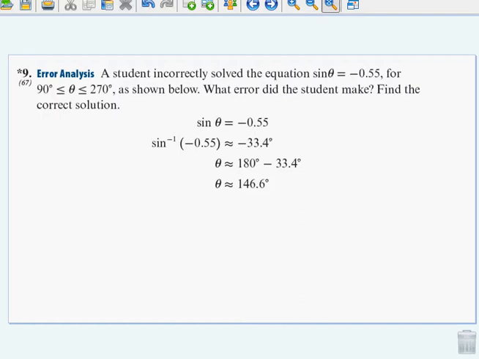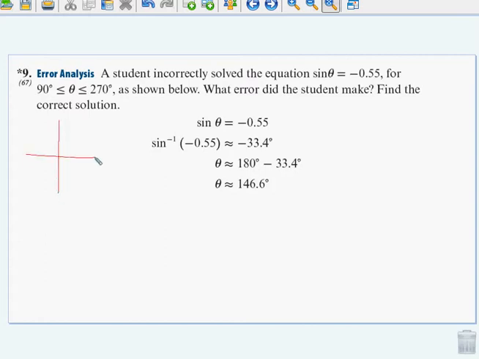See, I've got a little bigger screen than what I usually have, and that's because we're going to need to use the graphing calculator here in just a minute. It says a student incorrectly solved the equation sine of theta equals negative 0.55 for 90. Basically what we're saying is that the angle measure has to be somewhere between 90 and 270.